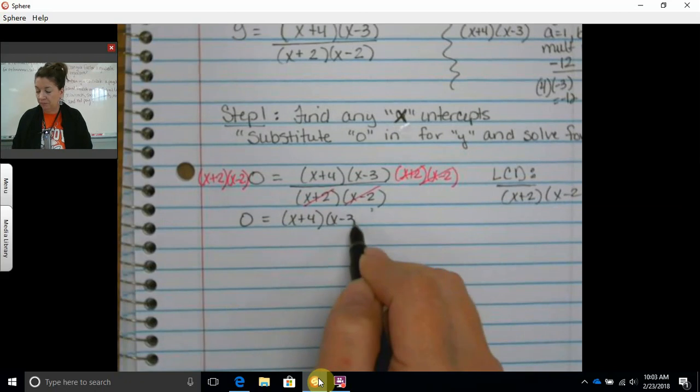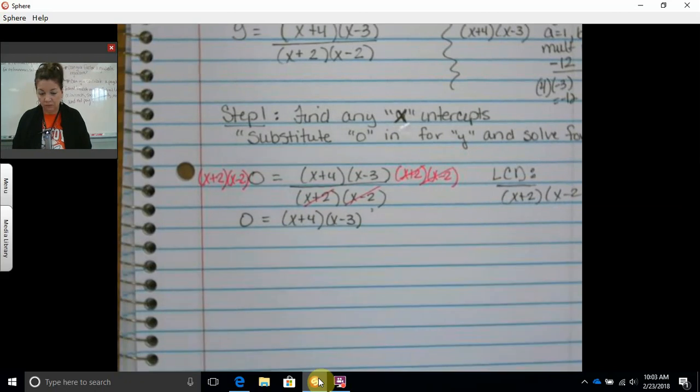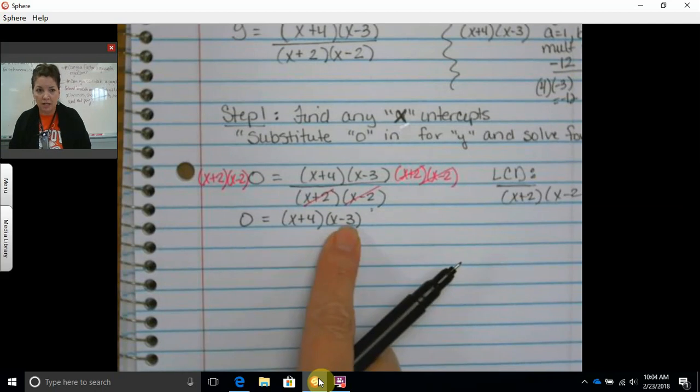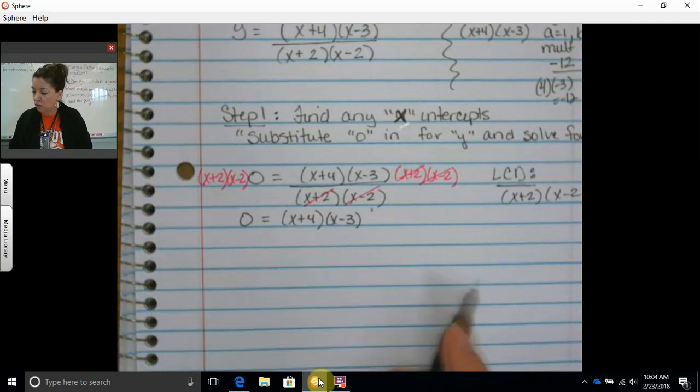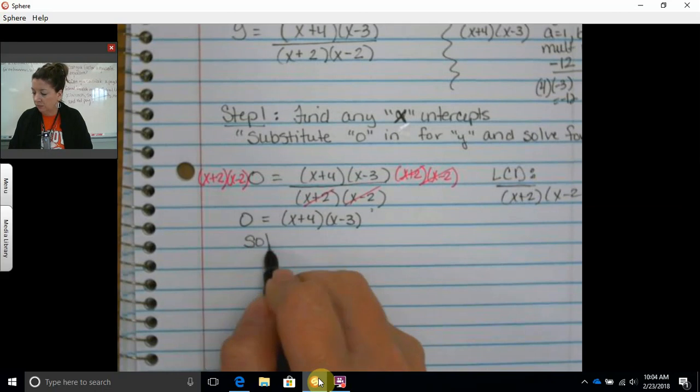and x minus 3. Do I want to distribute all that? No, I'm trying to find the x-intercept, which means I want to solve for x. So don't distribute it all out, because then you're just going to have to factor again, and you're going to end up right back where you were. Okay, so don't distribute. We're going to solve for x.